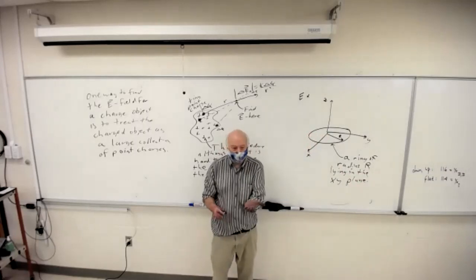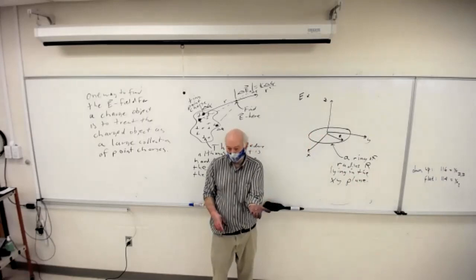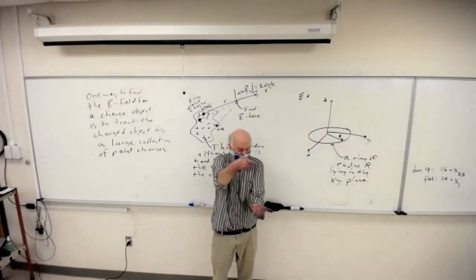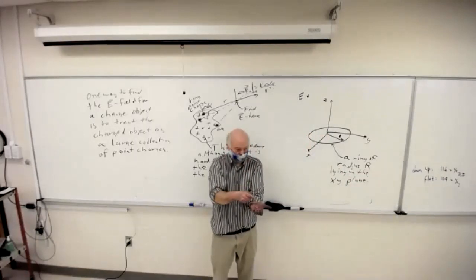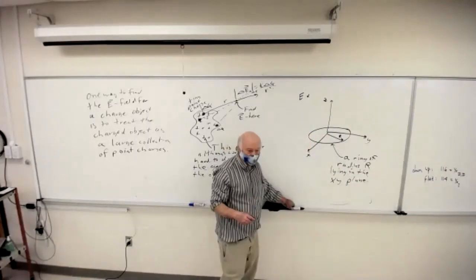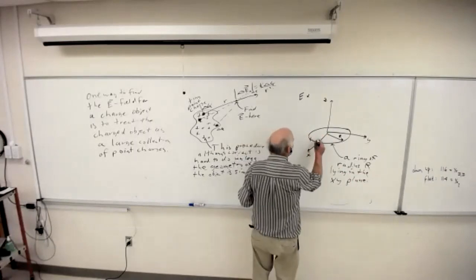Imagine my hand is the XY plane. Here's my ring. I'm putting it there as radius R. So this is what I'm looking at. And here's the z-axis when you have this. Okay? And what I'm going to do is I'm going to put positive charge on here.